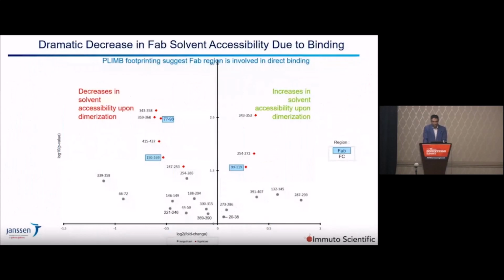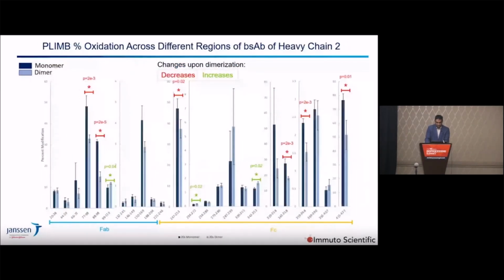And looking at the Fab domain, we see opposite trends. It's actually a mixture of different things happening. One is where we see decreased solvent accessibility upon dimerization on the Fab domain by 2 peptides. And then in another peptide, we see a slight increase in solvent accessibility. Again, we can represent this kind of mapping in this linear format from the N-terminus to the C-terminus, where we see these changes between the monomer and the dimer.